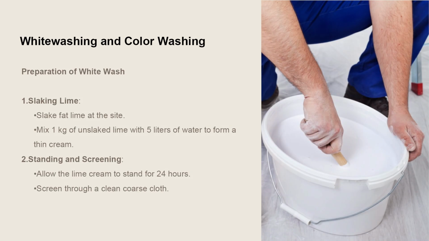Alright learners, let us talk about whitewashing and color washing. First up, whitewashing. Preparation of whitewash is the first step. The ingredients are fat lime slaked with water to create a thin cream. Strain it after 24 hours and the additives are gum or rice in hot water. Then how is it applied? Yes, in strokes, vertically and horizontally, allowing each coat to dry before applying the next one.